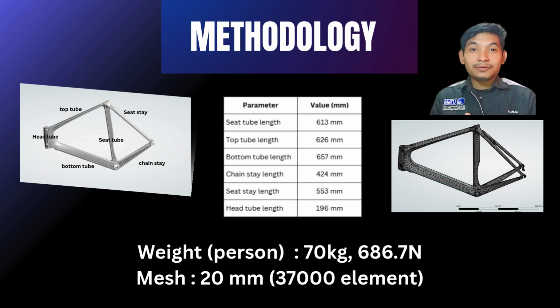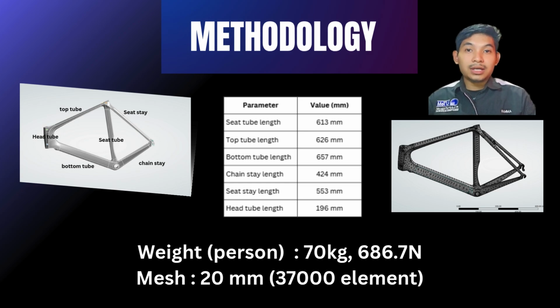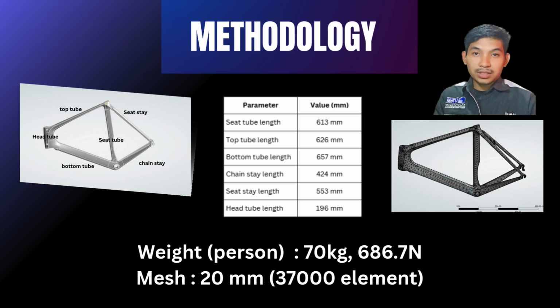First, the bicycle frame was modeled in SolidWorks, consisting of the key structures: head tube, seat tube, bottom tube, seat stay and chain stay. Then the model was imported into ANSYS for simulation and analysis. A 20 mm element size was applied, resulting in over 37,000 elements. The frame material used is aluminum alloy, chosen for being lightweight and corrosion resistant, which makes it ideal for bicycle application.